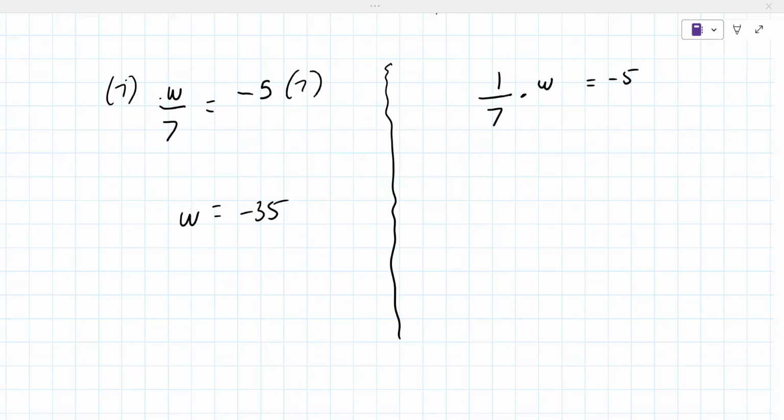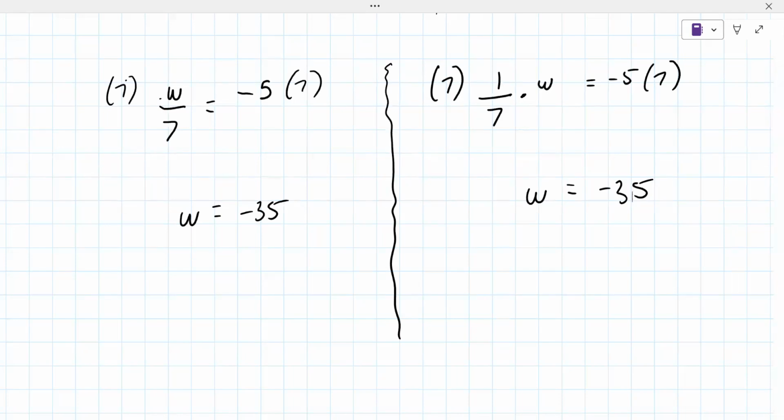All right, Hudson, I'm back here. Not sure where we left off. What I was trying to show you is that you would multiply both sides by 7 to undo 1/7. So W still equals -35.